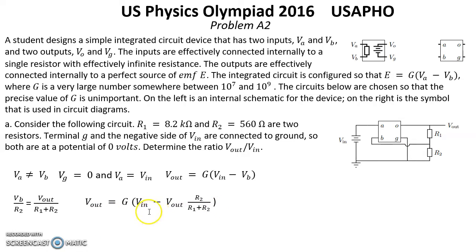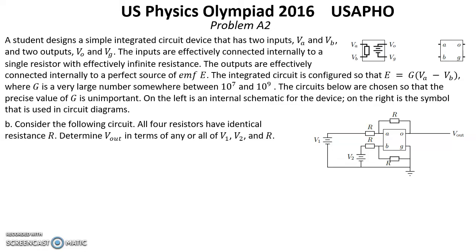We just need to express Vout through Vin. That will be this expression. But 1 over G is very small compared to this part. It means that Vout over Vin is approximately equal to this relation, or 15.6. That was the answer for question A.